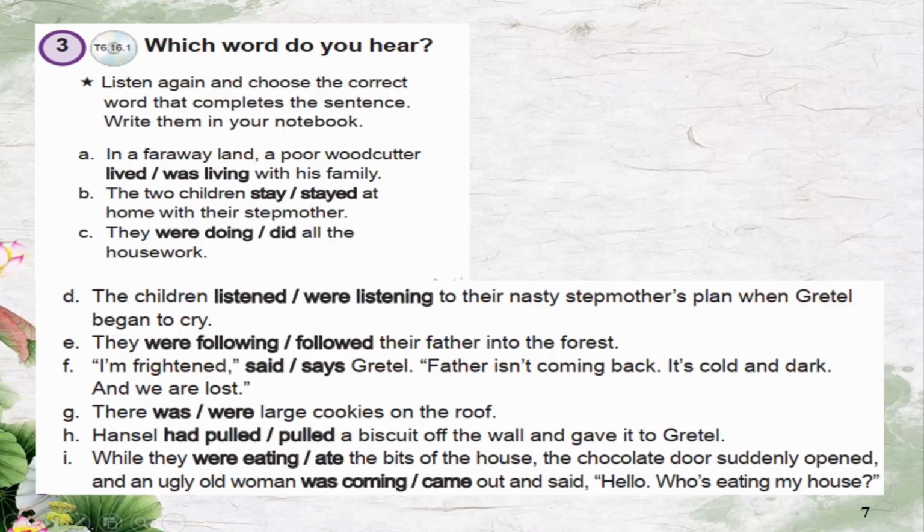The two children ran up to the house. Hansel pulled a biscuit off the wall and gave it to Gretel. Then he took a piece of chocolate. While they were eating the bits of the house, the chocolate door suddenly opened, and an ugly old woman came out and said, "Hello, who's eating my house?" "We're very sorry," said Hansel. "That's okay. You must be hungry," she said. "Come inside and have some breakfast."